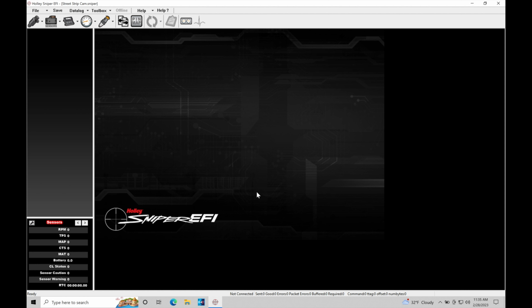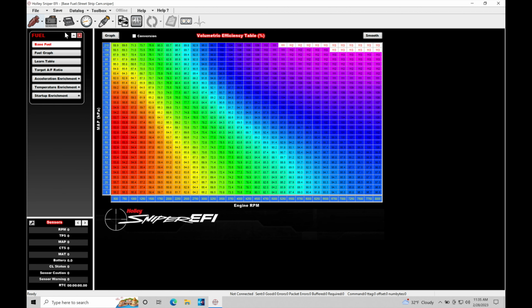So what we're going to do right now is jump up into any file that you have open. I'm going to move up to my fuel ICF in the upper left-hand corner, and then we're going to go down here and quickly take a look at our base fuel, talk about this real quick, and then jump down to our temp enrichments and talk about the actual compensation tables.